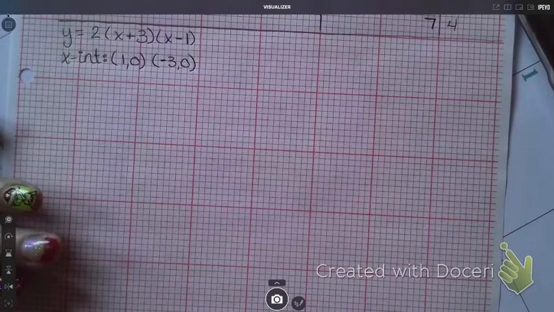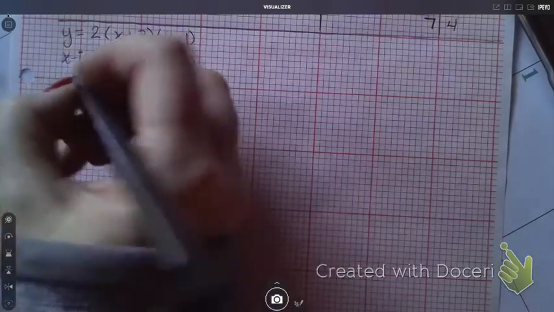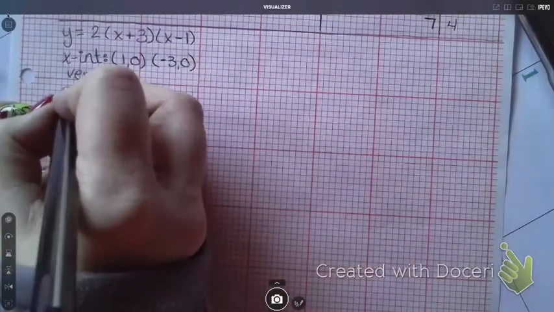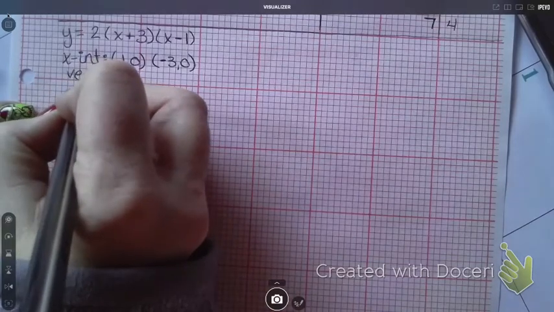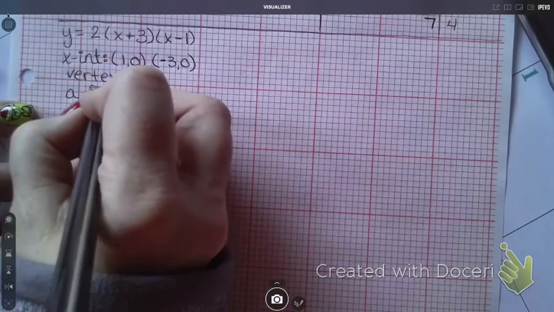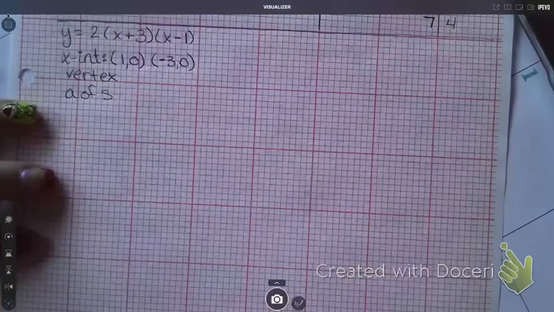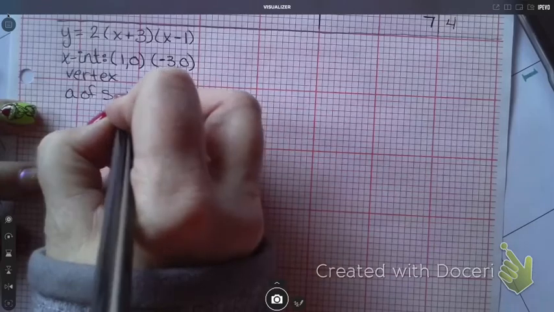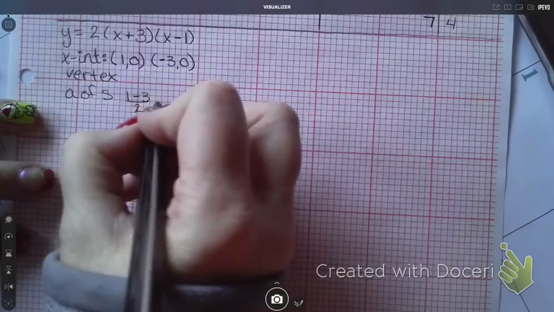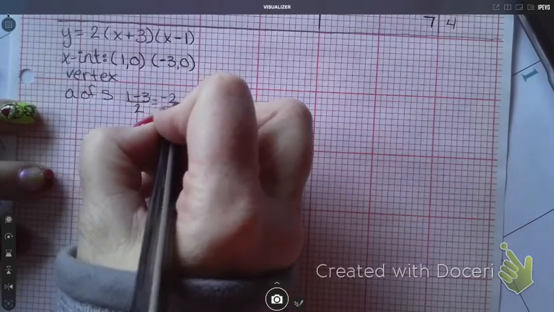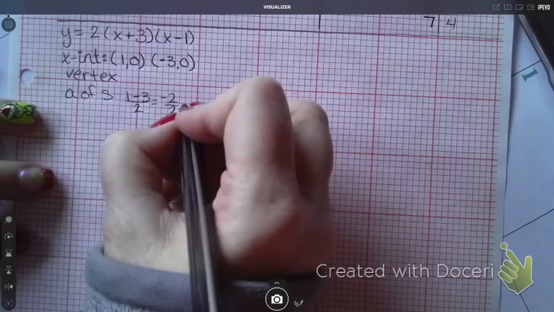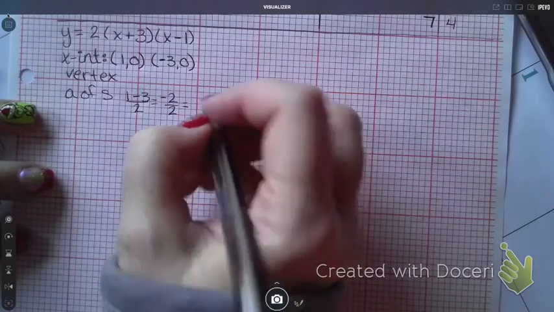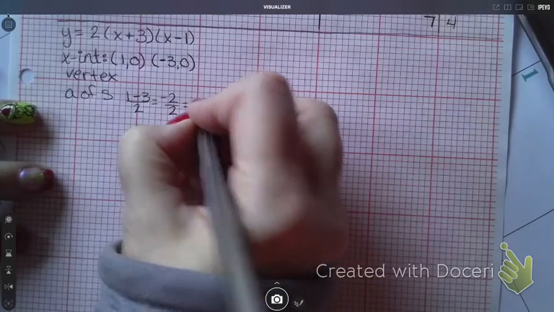I'm going to have to find the vertex, but I can't yet. I have to do the line of symmetry. So the axis of symmetry, the equation said add the 2, but one's negative. So it'd be minus, divided by 2. So it'd be negative 2 over 2, which would be negative 1. So that's the x.